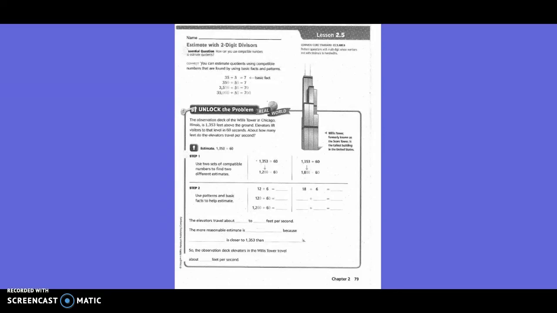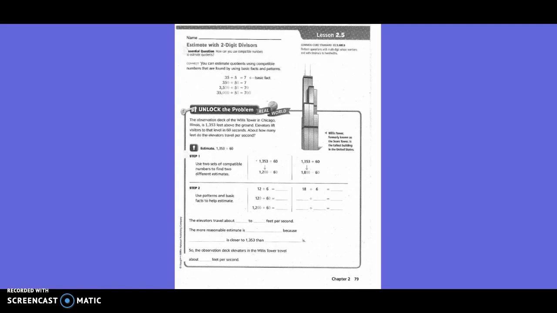Okay, chapter 2, lesson 5, estimate the two-digit divisors. How can you use compatible numbers to estimate quotients? You can estimate quotients using compatible numbers that are found by using basic facts and patterns. We have 35 divided by 5 equals 7. You have 350 divided by 50 equals 7. Okay? So then you have 3,500 divided by 50 equals 70. And then you have 35,000 divided by 50 equals 700.